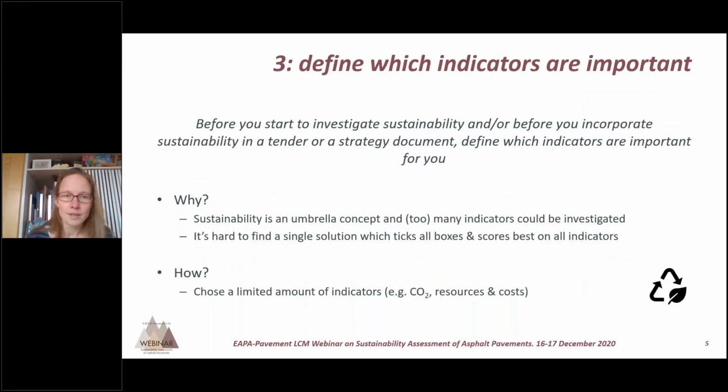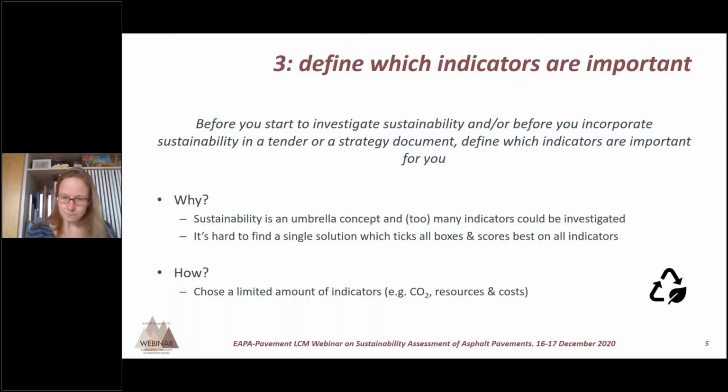And third, if you want to start with sustainability, please define first what indicators you find important and what is your goal. Because what we very often see is that sustainability is an umbrella concept. And so many indicators can be investigated. You can look at CO2, you can look at biodiversity, ecosystems, toxicity, acidification, pollution of the air, at the local scale, at the global scale, circular economy. There are so many things you could look into, but there's not just one solution which will tick all your boxes and will score best on every indicator which you can think of.